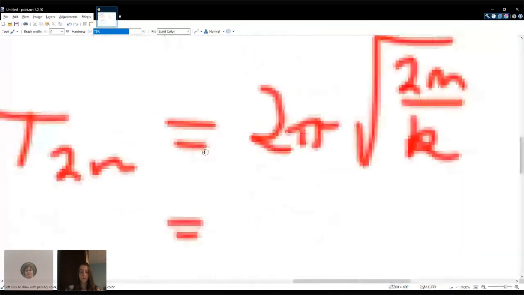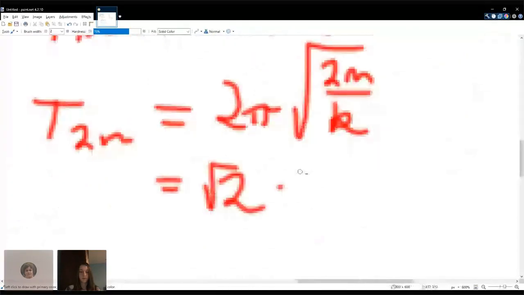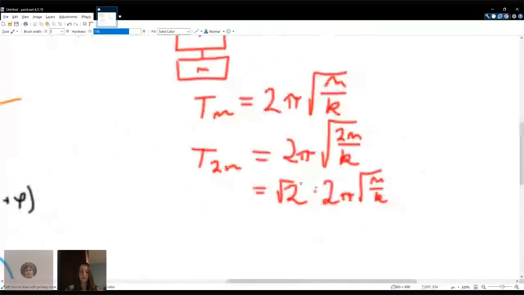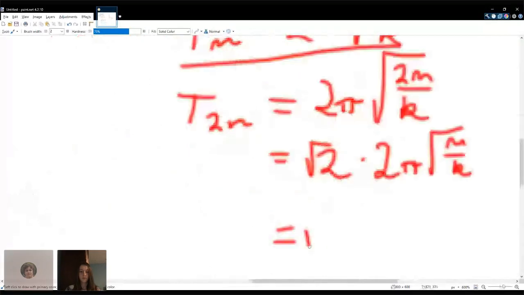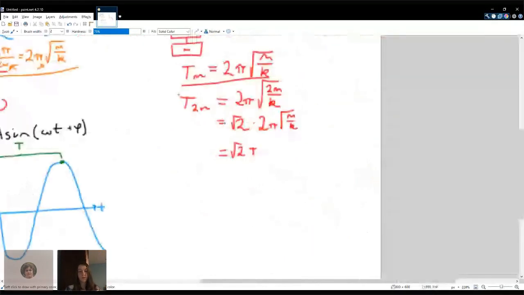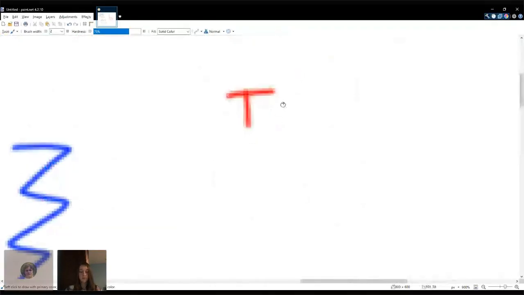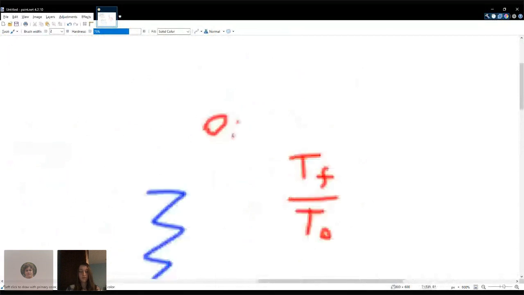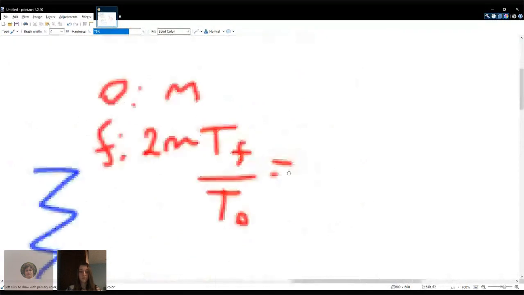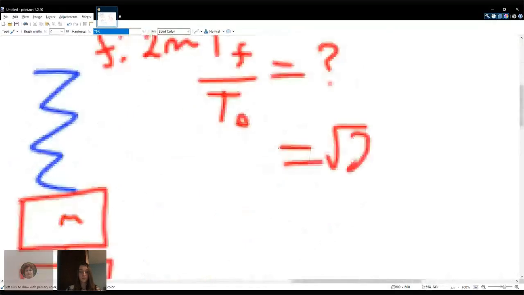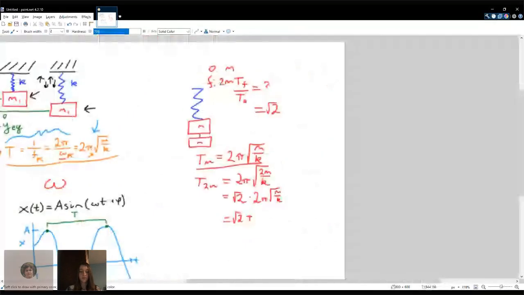And then what you can do is bring out this root 2. So you have root 2 times 2 pi square root m over k. But by this equation up here, that is just also root 2 T. So one thing they could ask you is, if you double the mass on a mass spring system, what's this ratio? If you have a final period and an initial period, where the initial is mass m and the final is 2m, what's this ratio? And the answer is root 2, by this work right here.